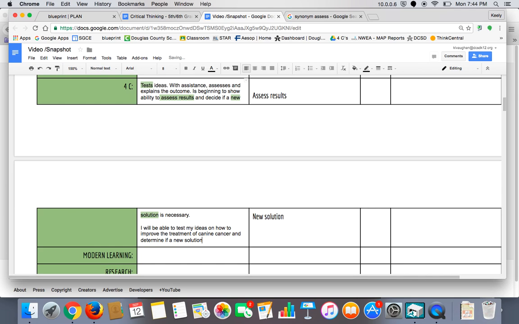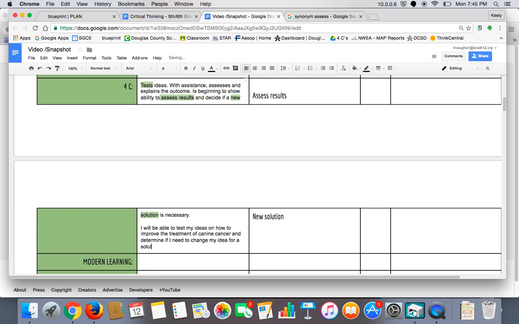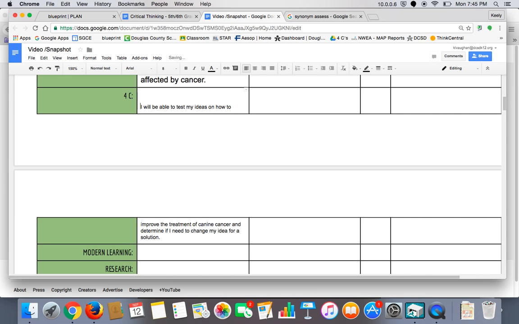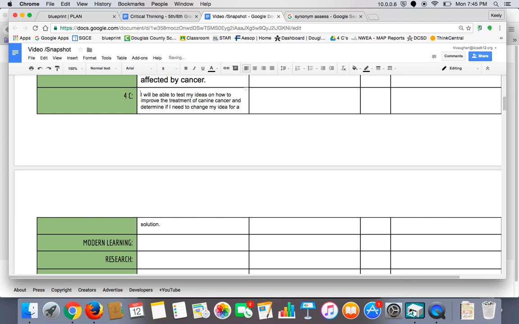So let me change this a little bit and determine if I need to change my idea for a solution. Because this is really about me being open-minded and changing what it is that I am doing. So I've got my keywords. I had tests, I have assessed results, but I've reworded it so it made sense. And I've talked about how I'm finding a new solution if my test results don't come back like I want, which is usually the case the first time.